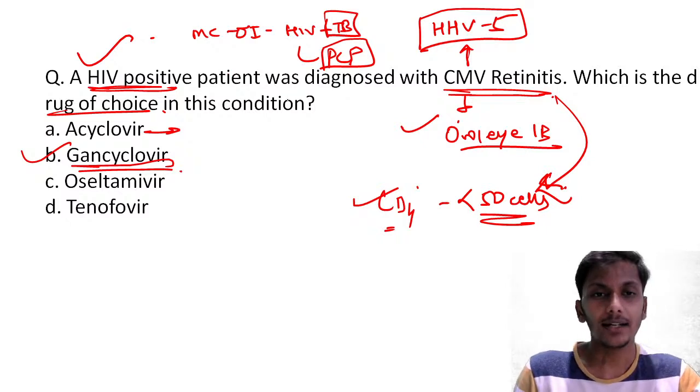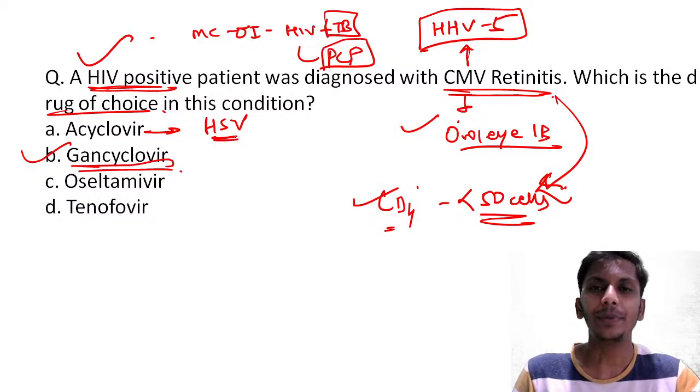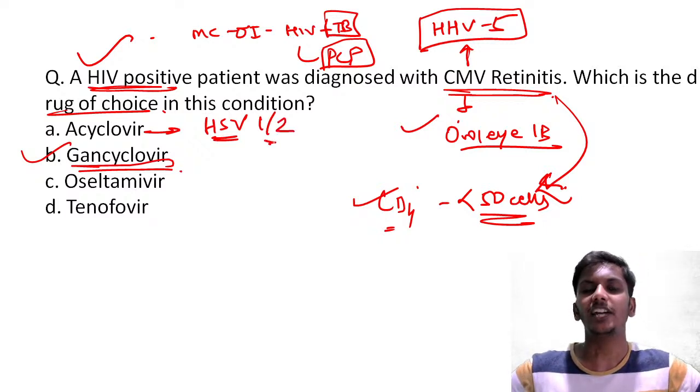Ganciclovir. But acyclovir is used in which infection? It is used in very common viral infections, that are herpes simplex virus, HSV1 and HSV2. As you all know, HSV1 causes infection above the waist, mostly oral herpes, and HSV2 causes infection below the waist, mostly genital herpes.